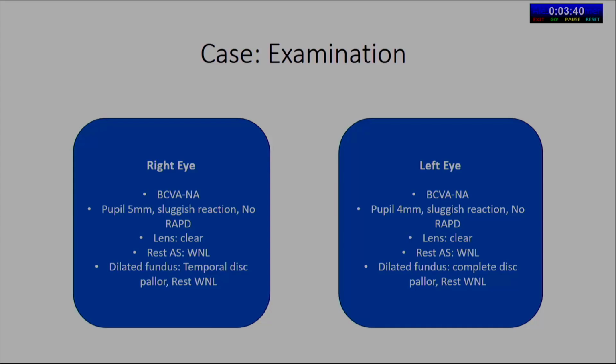Vision she was not able to tell, but she was following lights. Pupils were 5 mm in the right eye and 4 mm in the left eye, isochoria was present, and they were sluggishly reacting. The lens was clear in both eyes. The rest of the anterior segment was within normal limits. On right eye fundus examination, there was temporal disc pallor, and in the left eye there was complete disc pallor, and the rest of the periphery was normal.